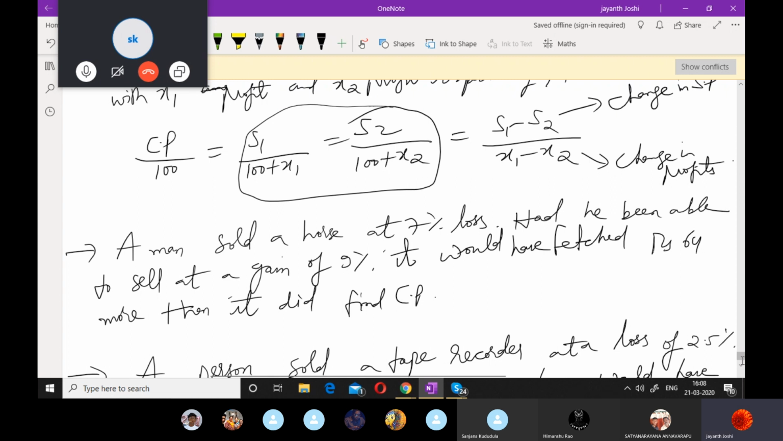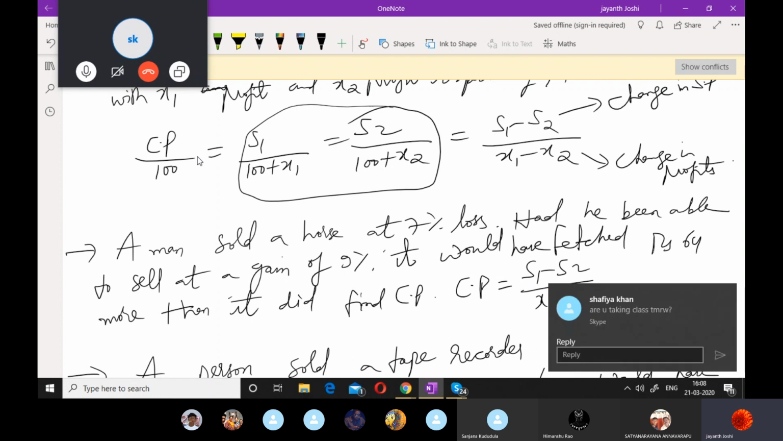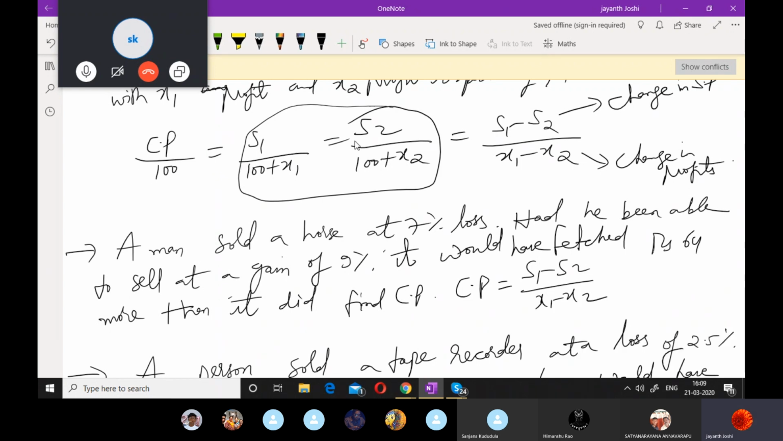What I'm going to do is write the formula here. CP is equal to S1 minus S2 by X1 minus X2. Because this entire relationship, all of them are equal. So can I equate them and get my answer? Yes. See, now you have to act smartly.